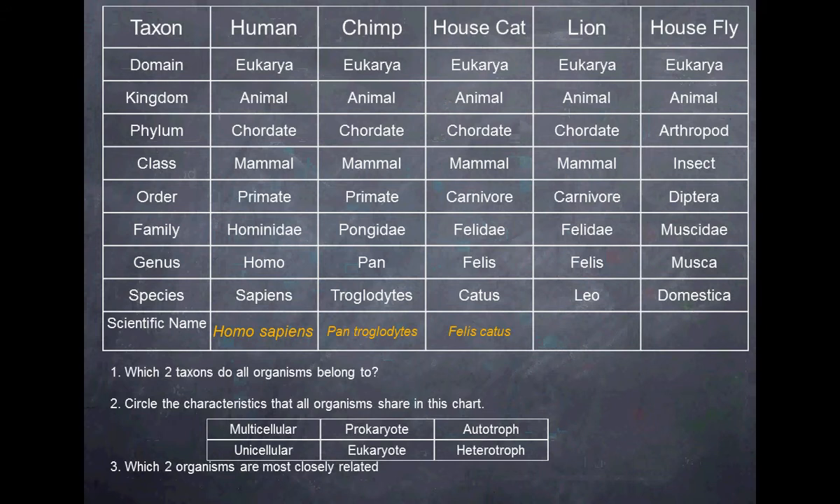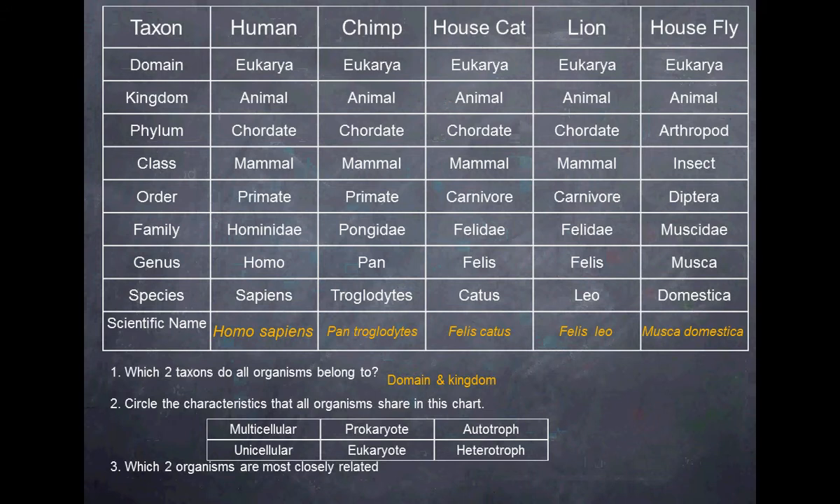How about a lion? What's the scientific name of a lion, Jack? Felis leo. And last, a housefly, Maggie? Musca domestica. Musca domestica, correct. All right, so if you look at these species, the chimp, the human, the cat, the lion, the housefly, all of them belong to the same two taxa, groups of classification. Which two do they have in common? Anna? Domain and kingdom. Yeah, they're all in the domain Eukarya and the kingdom Animal. All these things are animals.